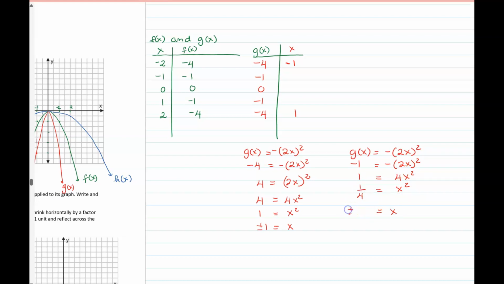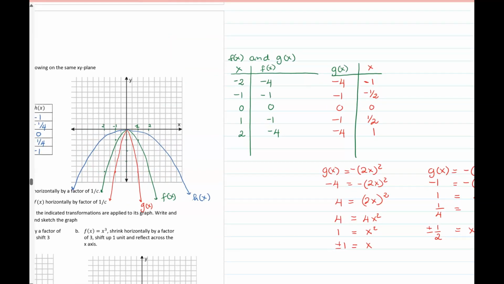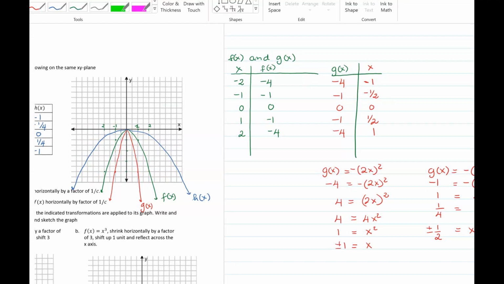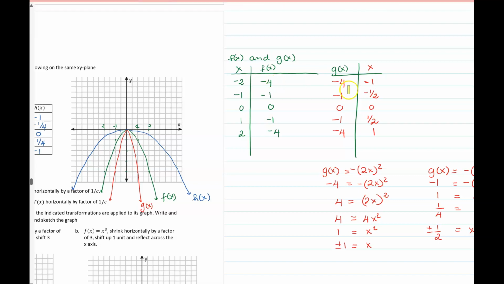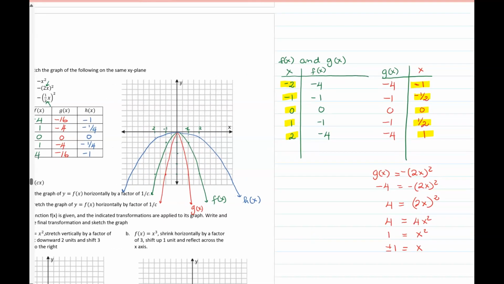So x equals plus or minus 1/2. Now let's compare the x value if the y value is the same. If I want the y value to be the same, looking at this, it is shrinking by a factor of 2. Take the x value on f of x divided by 2 to get the value of x on g of x.